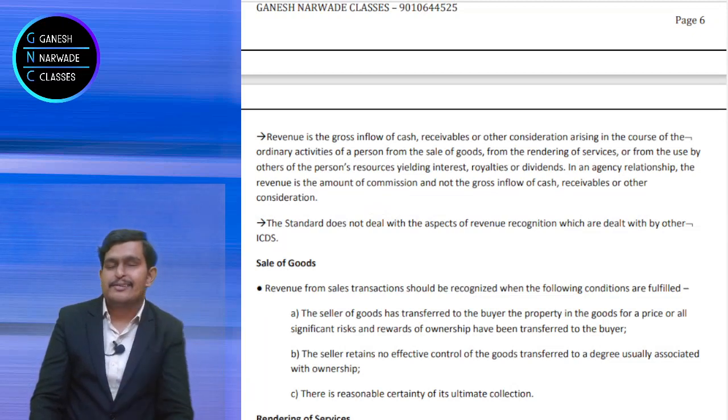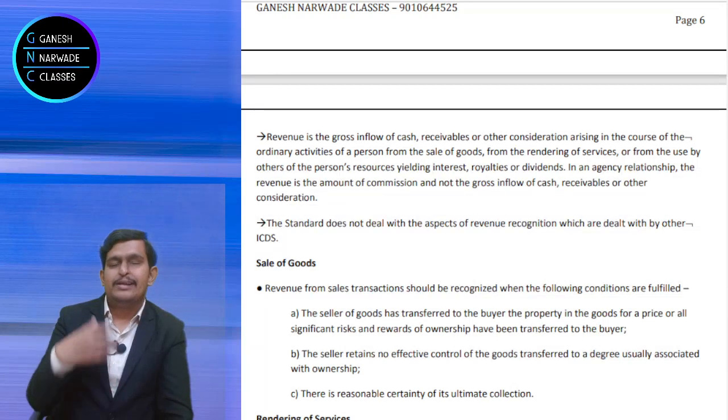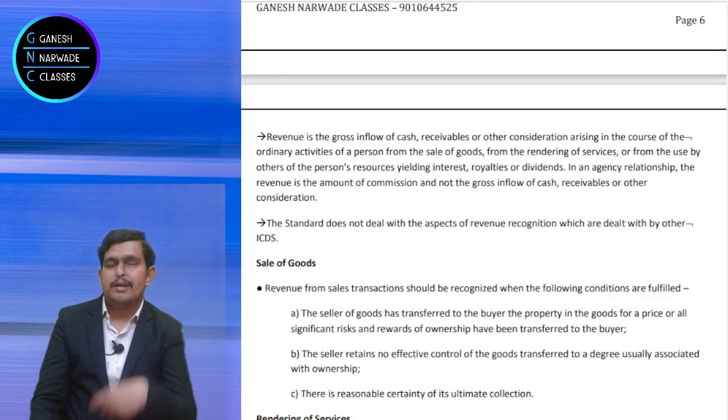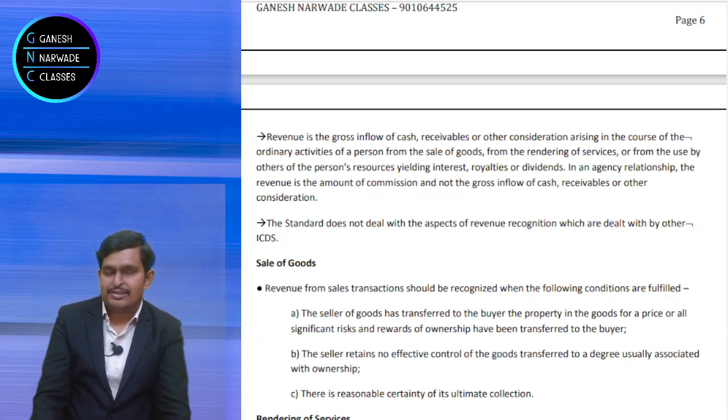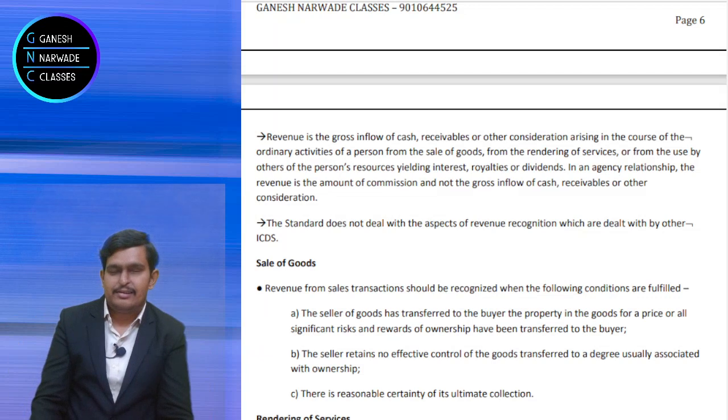What about service? Suppose we have rendered the service. Then how much service have you rendered? Suppose, for example, I go to a saloon and do some facial or haircut or whatever. I pay the money immediately and I come out. So the revenue is recognized then and there itself. There is no doubt about it.